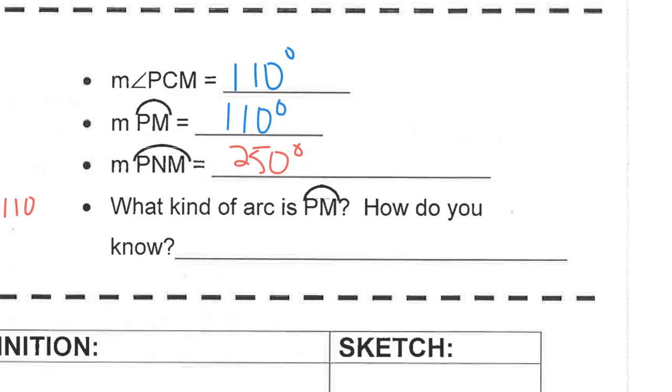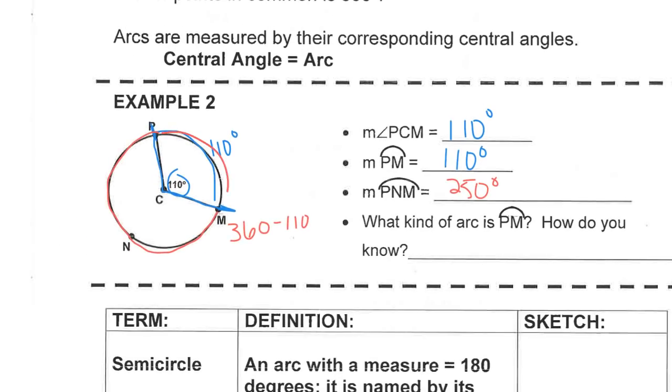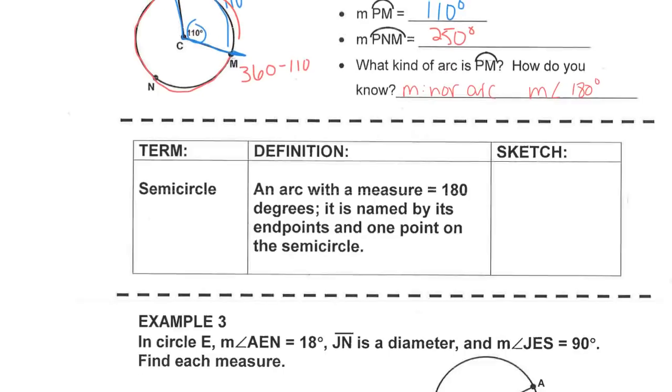Then it says what kind of arc is arc PM, and how do you know? Well, PM is this short one right here. It's 110 degrees. It's a minor arc, and I know that because the measure of the angle is less than 180 degrees. So that's pretty easy to find out.